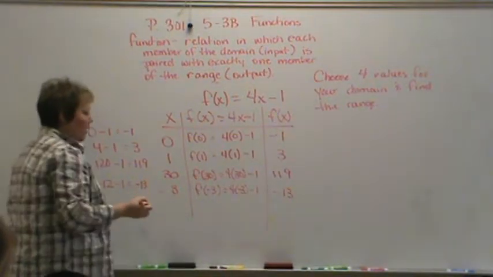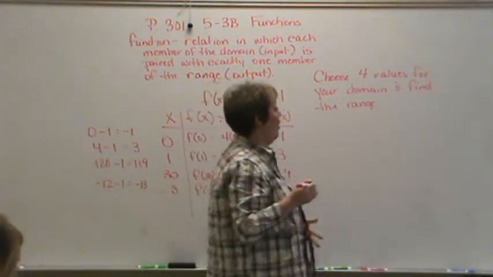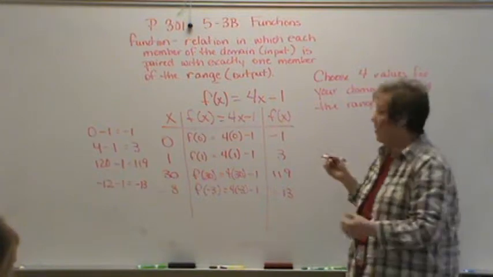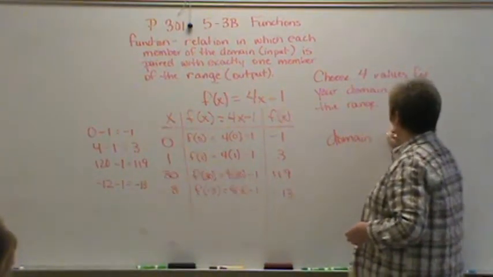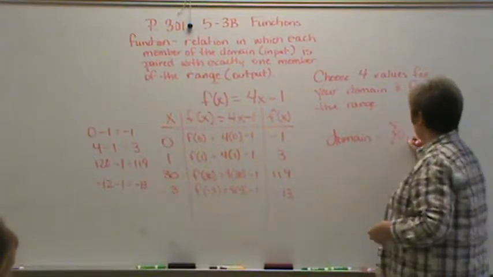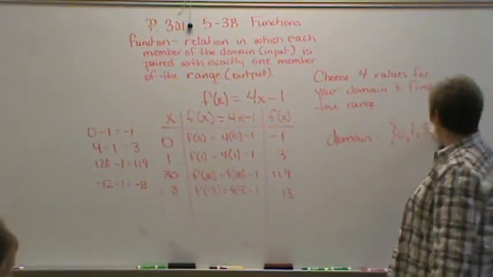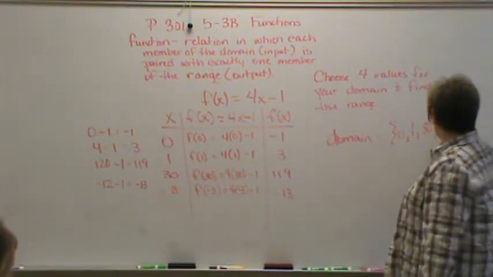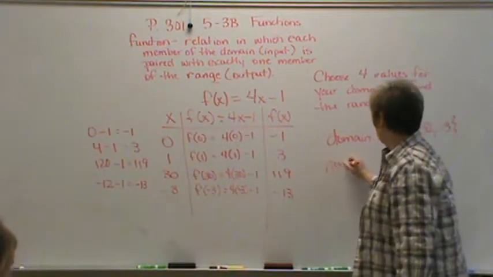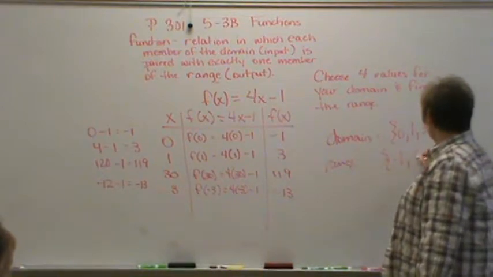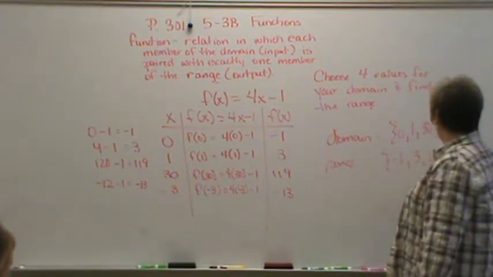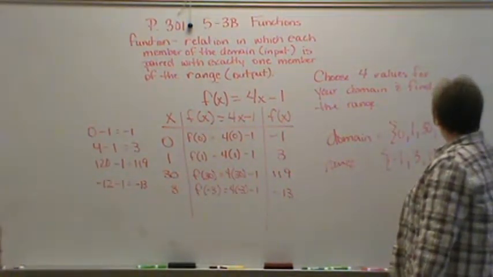Okay, so now, what is our domain? 0, 1, 30, negative 3. And our range is negative 1, 3, 119, negative 13.